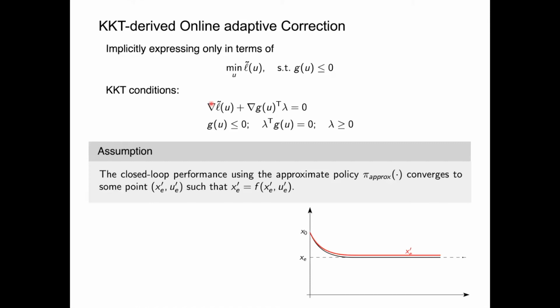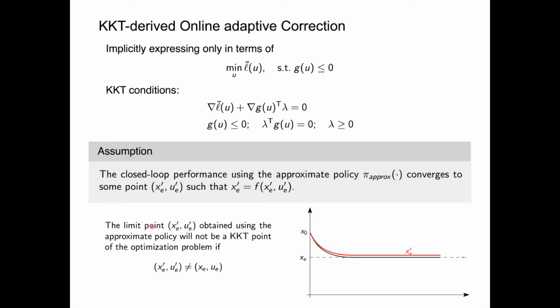Now, we make an assumption that the closed loop performance using the approximate policy converges to some equilibrium point xe', ue'. We will later justify this assumption using the offline validation scheme, but for now, let's assume that this assumption is valid. Due to the strict dissipativity, we know that the limit point xe', ue' obtained using the approximate policy will not be a KKT point if it is not the same as the optimal equilibrium point xe, ue. Therefore, the deviation from the KKT conditions indicates asymptotic performance loss stemming from the MPC policy approximation.